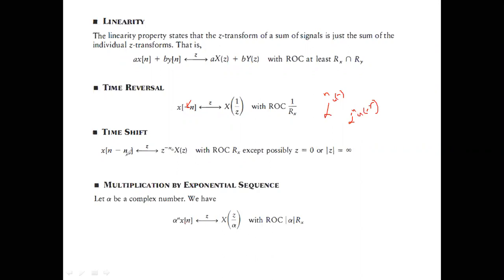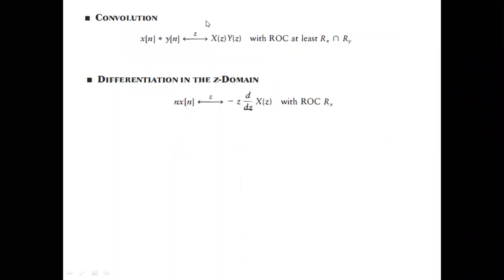Then the next property: shift in the time domain is multiplication by an exponential in the z domain. This was similar to your Laplace also, right? In Laplace, x of t minus t naught gives e to the power minus s t naught into x of s. Something similar here, multiplication by an exponential. And very interestingly, convolution in the time domain turns out to be a simple multiplication in the z domain. This is the property you are much more interested in. Convolution turns into multiplication.